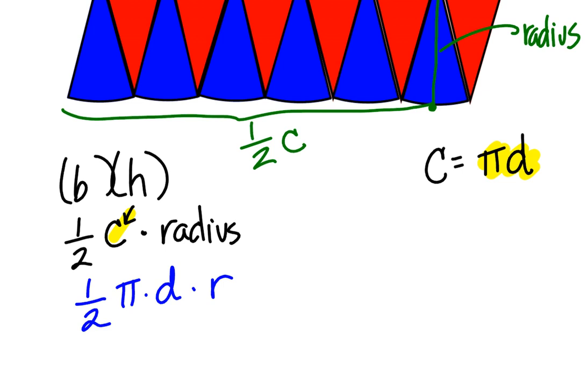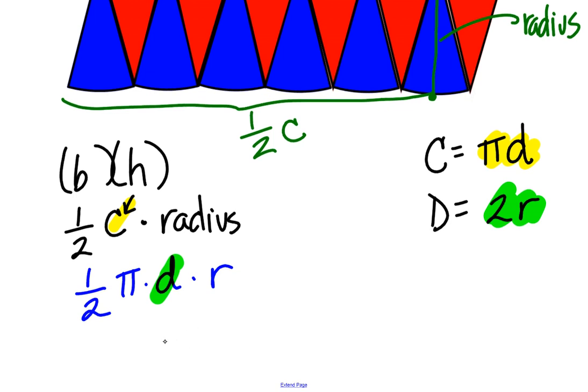We also know that a diameter is equal to 2 radiuses, right? So this time, what we're going to do is replace this diameter with 2 radiuses, and we're going to rewrite it once again. So let's rewrite. So now we have 1/2 times pi times 2 radiuses, 2 times r, right? 2r and r. So now I've got all this stuff.